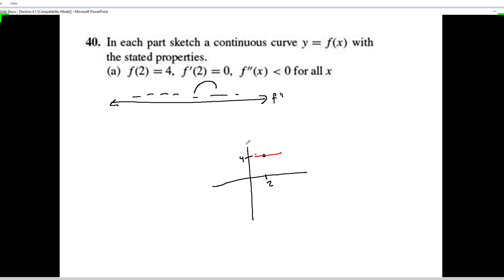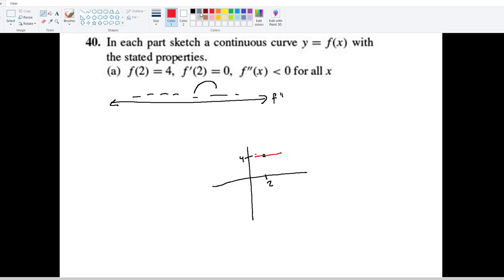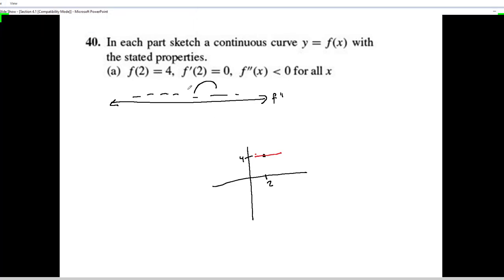And then we're told that our graph is always concave down, right? And so this tells us that our graph is always concave down. So we can come over here to this point. Tangent line's horizontal is telling us our graph is pretty flat there. And there we go. And that would be all.